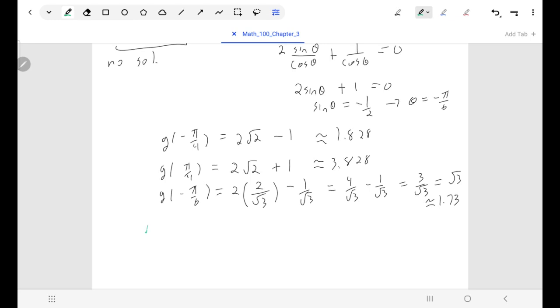I can say that the maximum value is, of course, the largest of the 3 y values, and that is 2 root 2 plus 1, and that happens at x being pi over 4. And then the minimum value, that happens to be at one of our critical numbers. The minimum value is square root of 3, and that happened to be at -pi over 6.